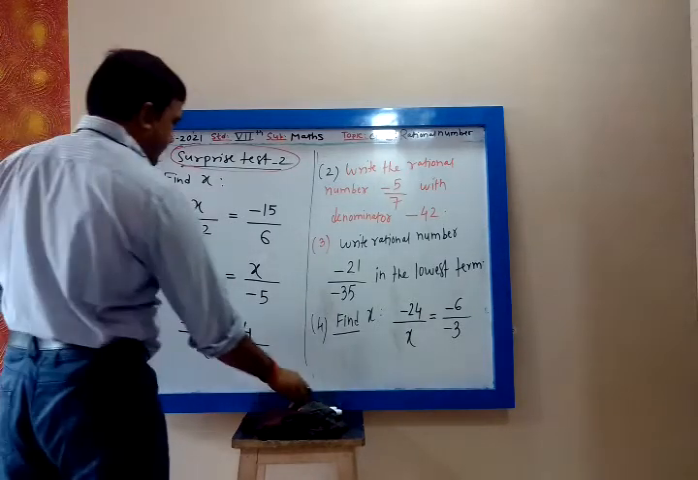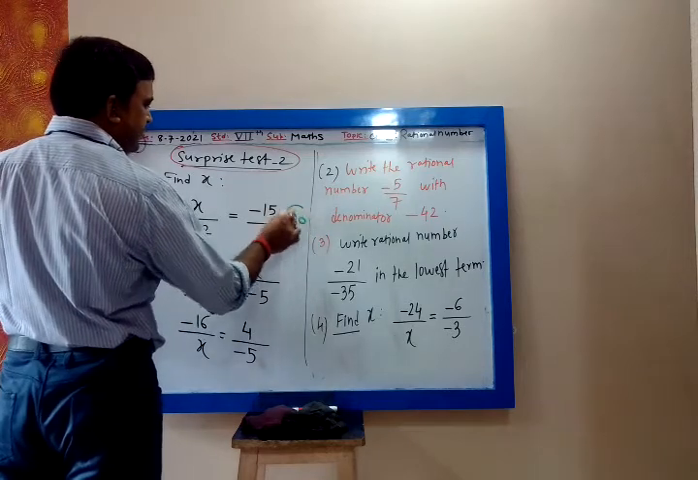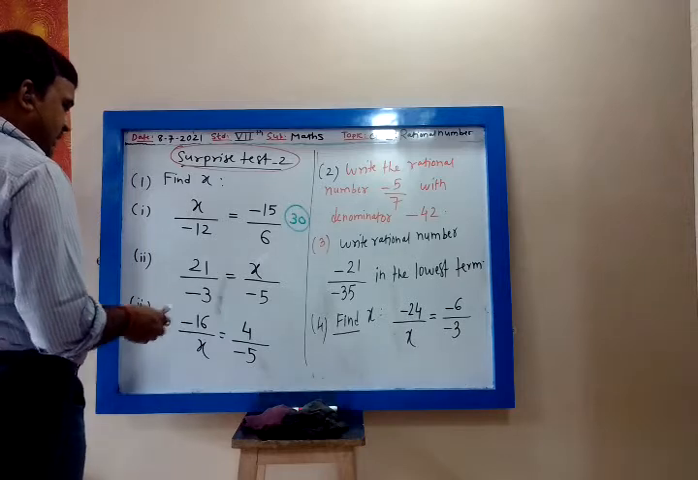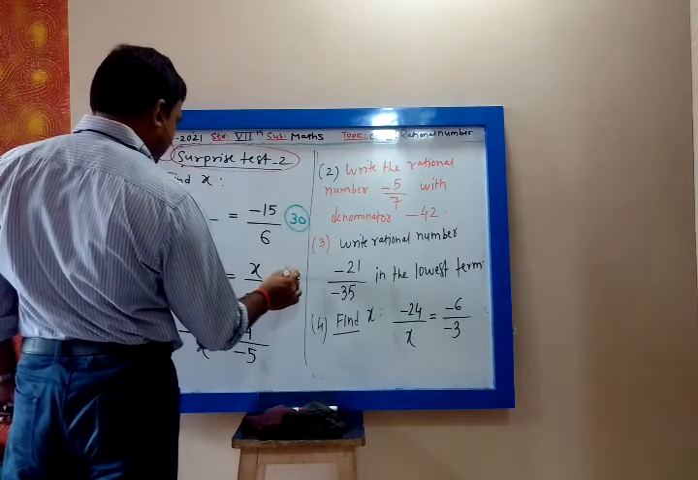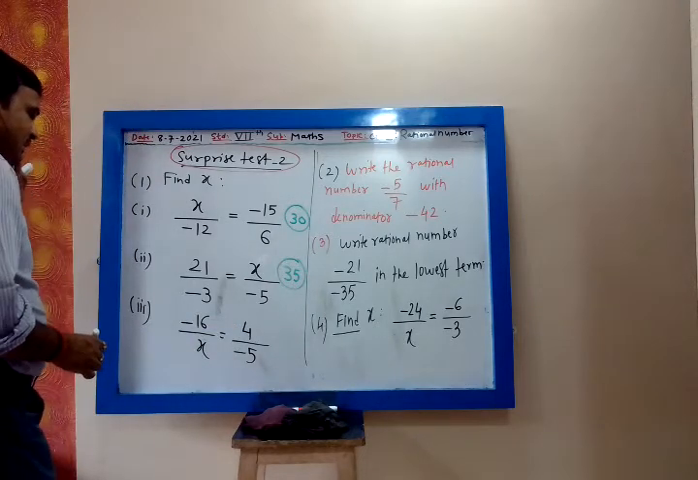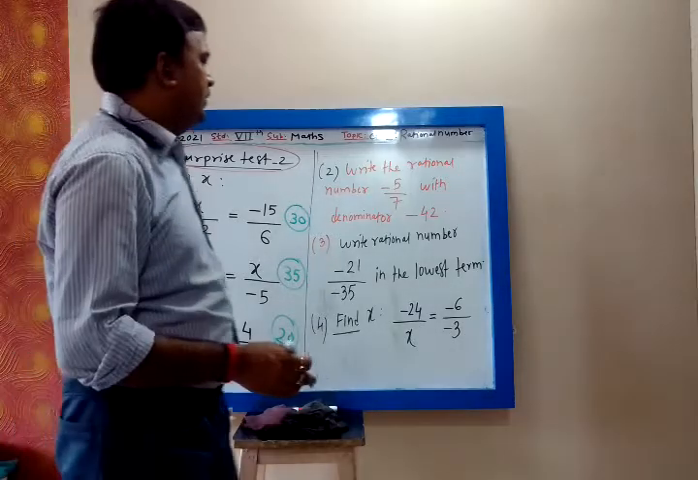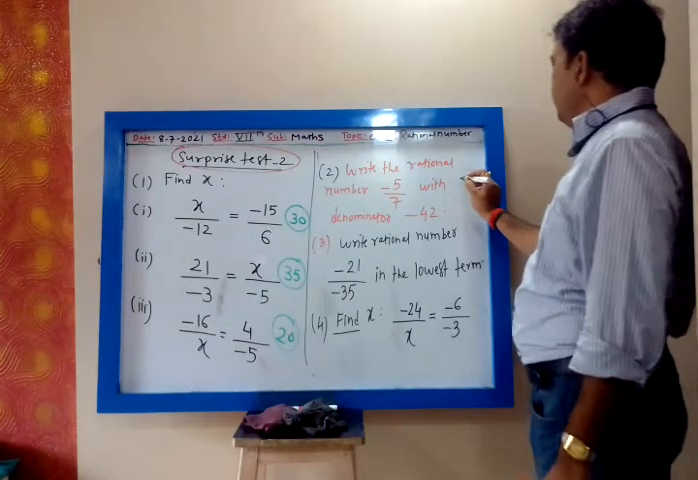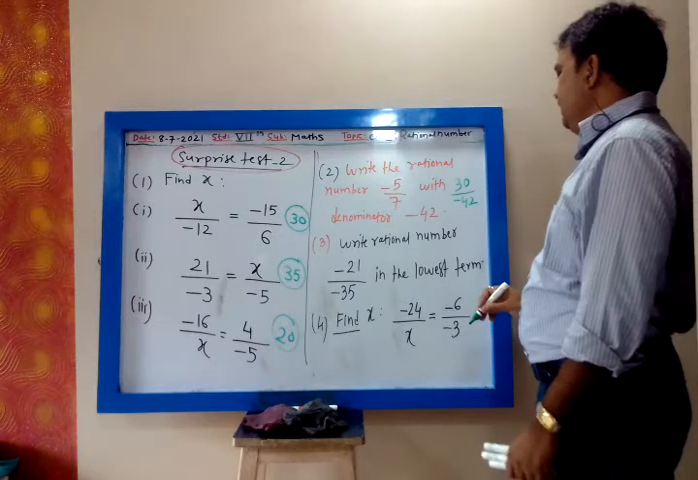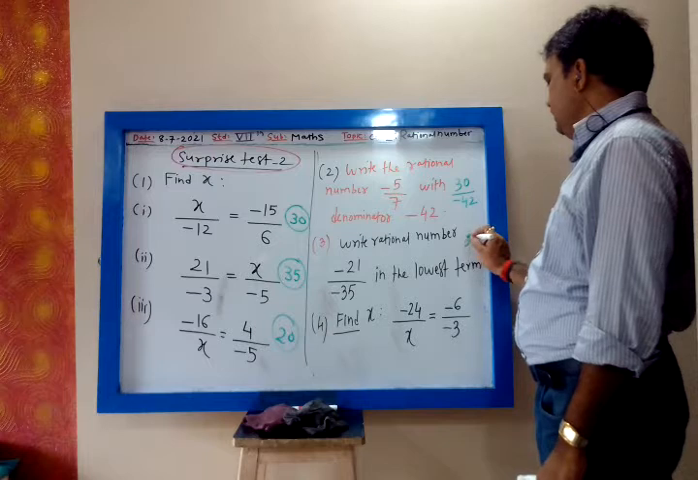Let me discuss the answers. First answer is plus 30. Second answer is 35. Third answer is 20. Very good. Just check your answer. Fourth answer is 30 upon minus 40. Check the fifth answer. Plus 3 upon 5. Yes, plus 3 upon 5.